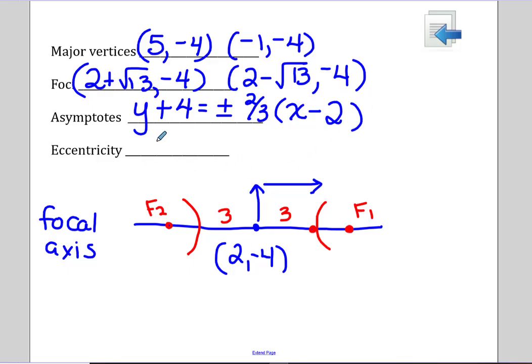And the eccentricity would be the c over a. So the c was the square root of 13, and the a was 3. This was our a value. And that on my calculator figures out to be about 1.202. And I believe that's the end of our lesson.